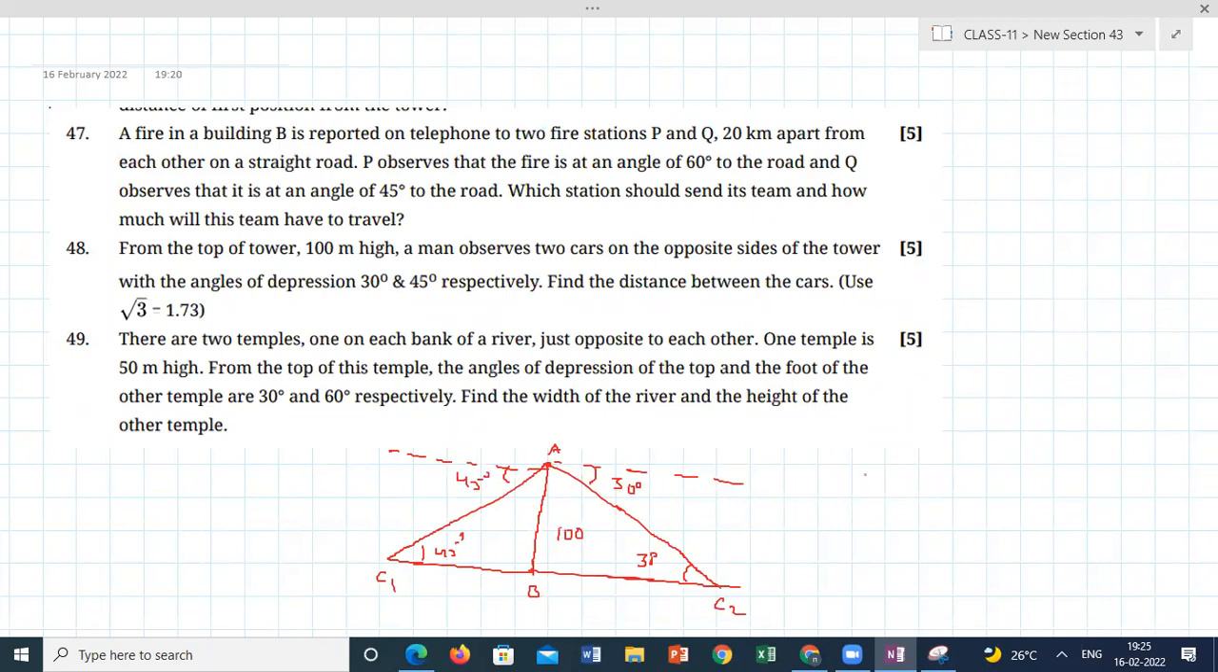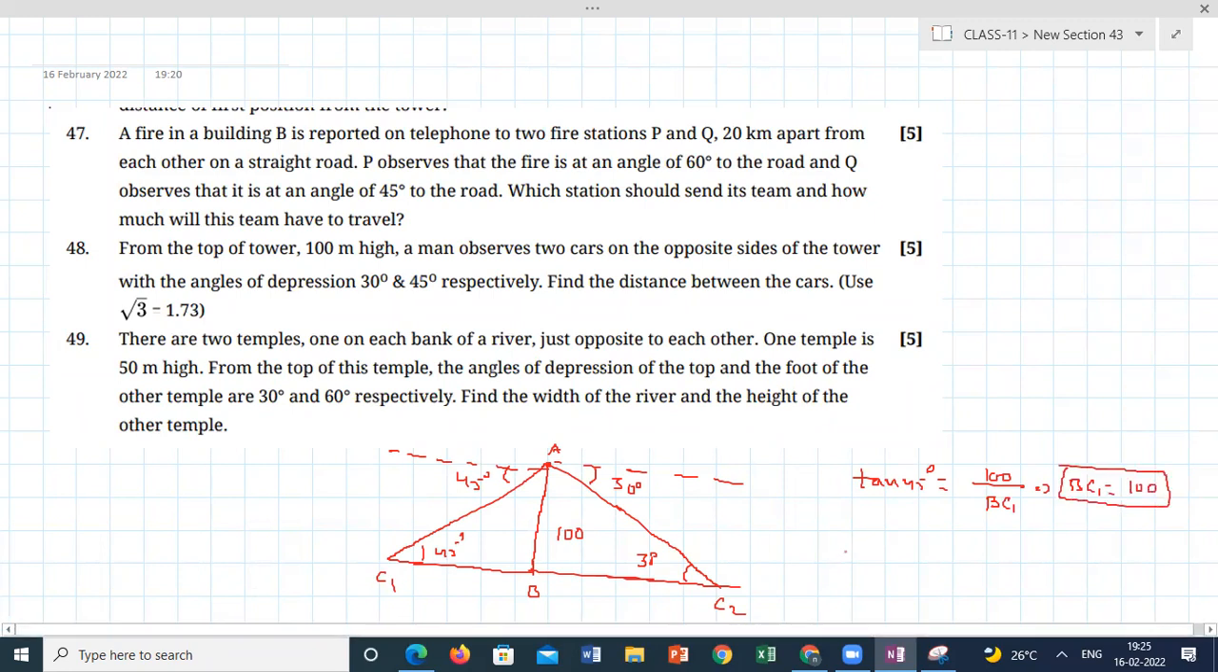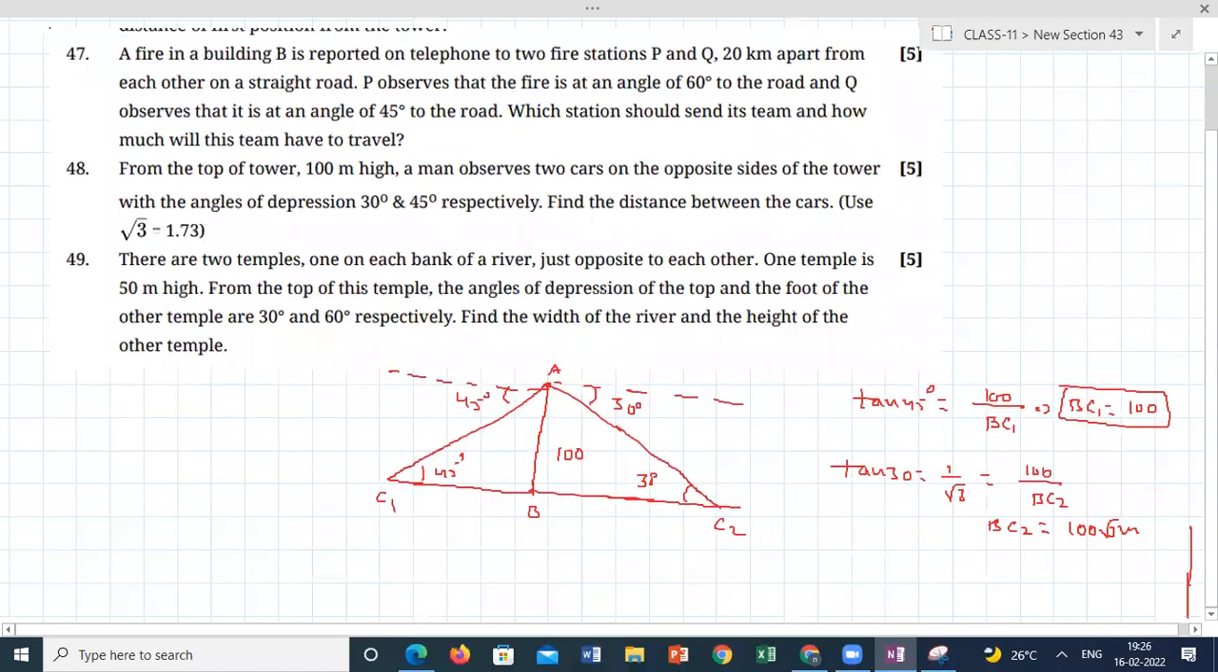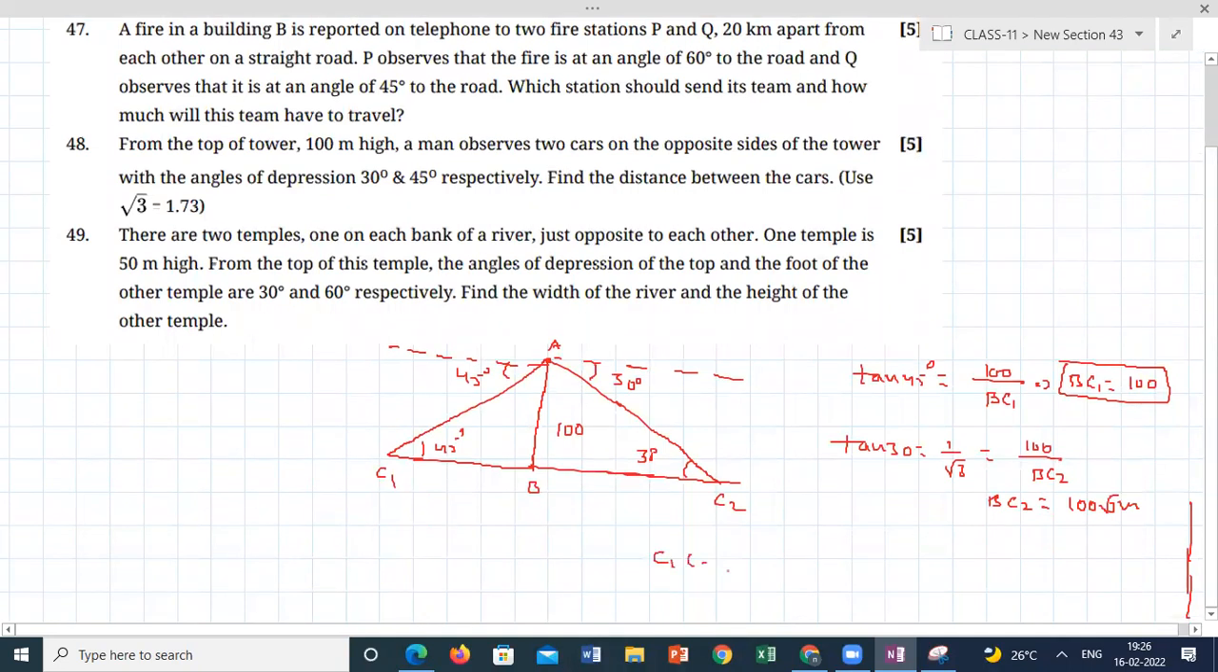So automatically tan 45 is equal to 100 by BC1. From here BC1 is equal to 100. This is the distance from the tower to car 1. So tan 30 is equal to 1 by root 3, which is equal to 100 by BC2. From here, BC2 is equal to 100 root 3 meters. So what is the distance between the cars, students? C1C2 is equal to 100 plus 100 root 3. That is 100 of 1 plus root 3.